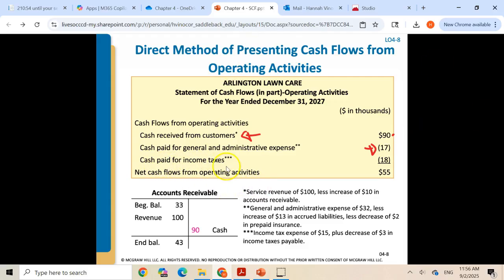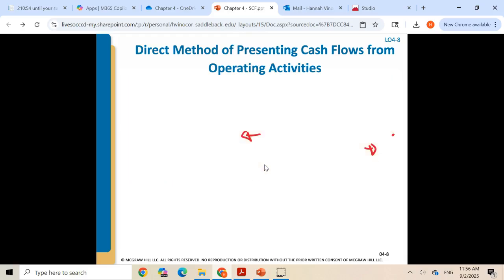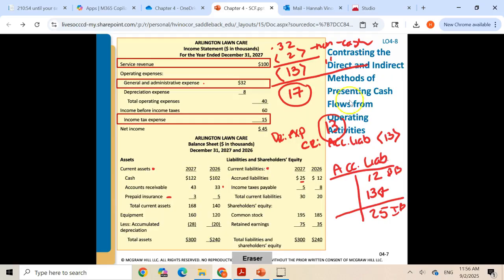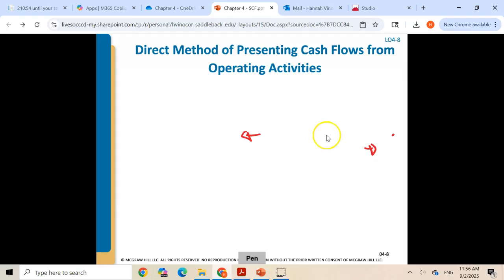Moving on, cash paid for income taxes. Let's go back up here and look at my eraser. Oops.